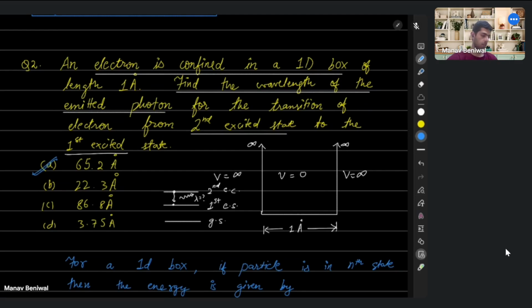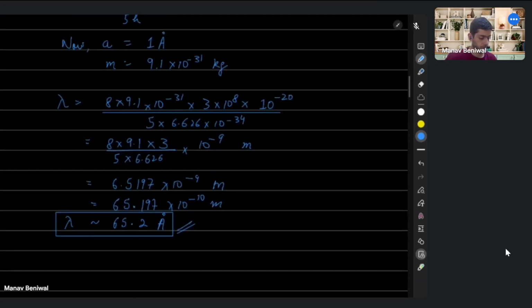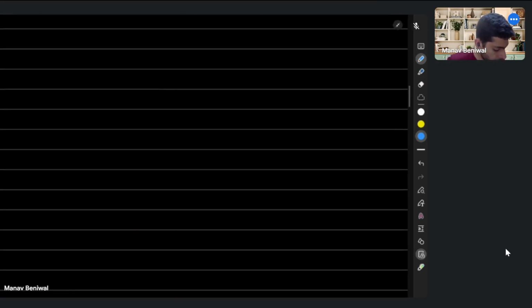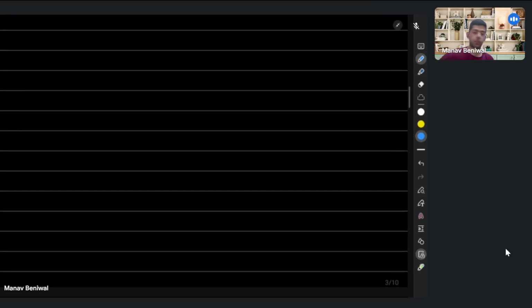Okay, therefore we can see that when there is a transition from second excited state to first excited state for an electron in a one-dimensional box, it will emit a photon of wavelength which is close to 65 angstroms. Okay, I hope this is clear.